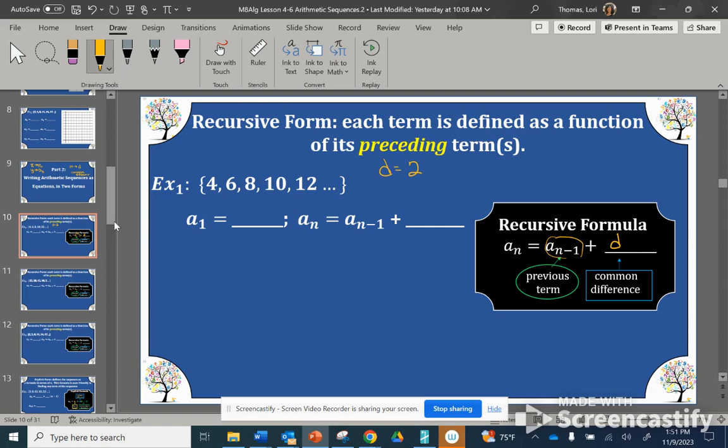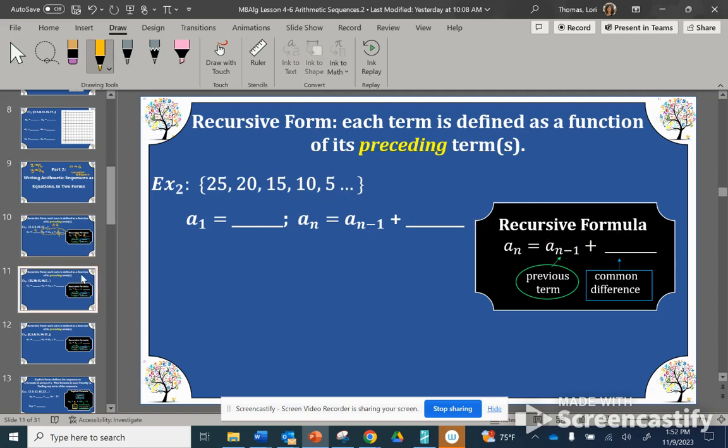We will not insert any value here or here. All we're going to do is fill in the blank with our common difference. So first of all, our first term is 4, because we need to tell the reader where to start. A sub 1 is 4. And then here's the recursive form: our sequence equals the previous term plus 2. So all we have to do is fill in the blank with the common difference.